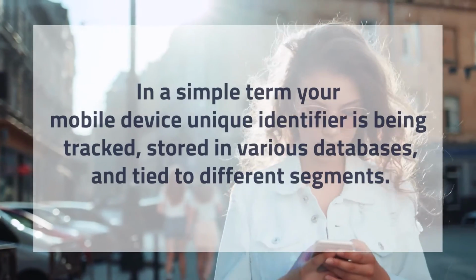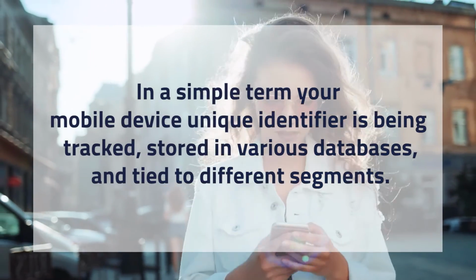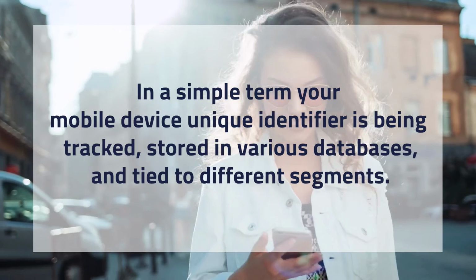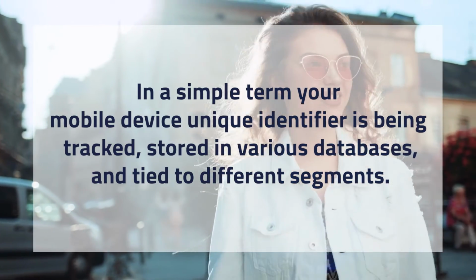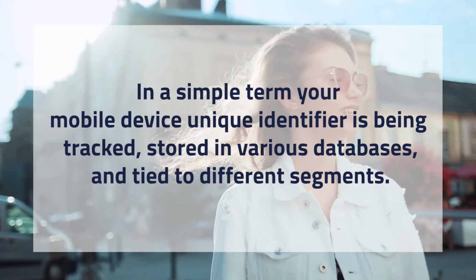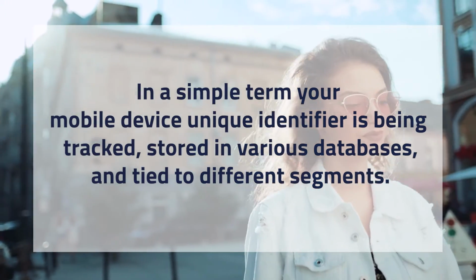We'll go into targeting details about mobile device tracking in another video, but in simple terms, your mobile device has a unique identifier, sort of like a vehicle identification number. And this VIN number for your mobile device is being tracked. It's tracked in many databases, and various data sets are stored in many databases.